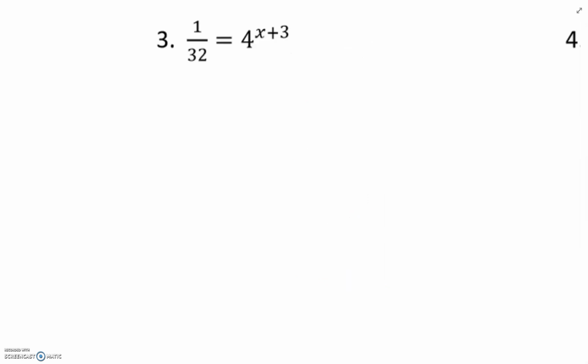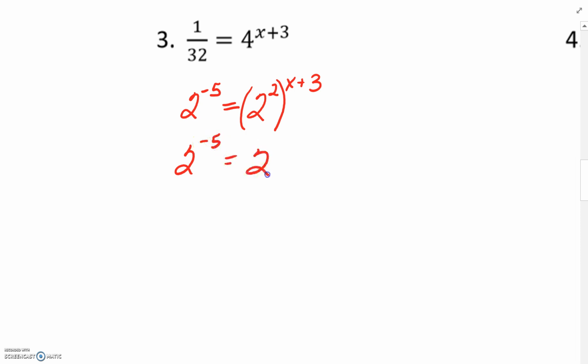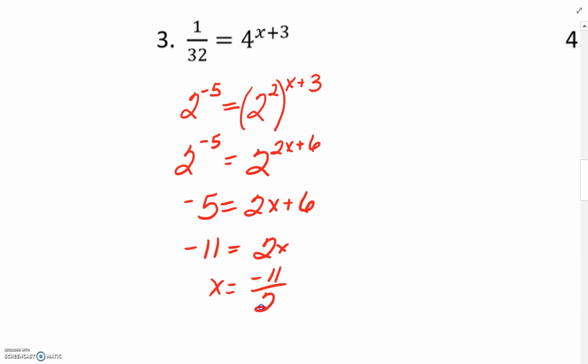Here we are on number 3. Same deal. 32, you may recognize that as 2 to the 5th power, so 1 over 32 is 2 to the negative 5th power. 4 is, of course, 2 squared. Remember, our whole goal is to get the same base on both sides. And we've accomplished that here. Distribute the 2. Raising a power to a power means you multiply the powers. And then use the one-to-one property to set those exponents equal since their bases are equal. So we have x equals negative 11/2.